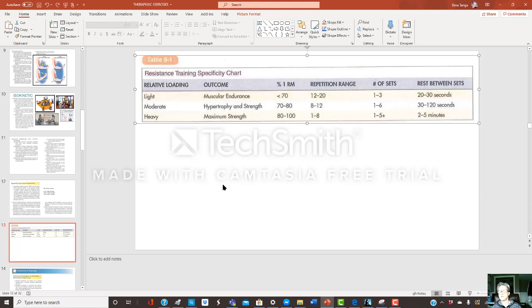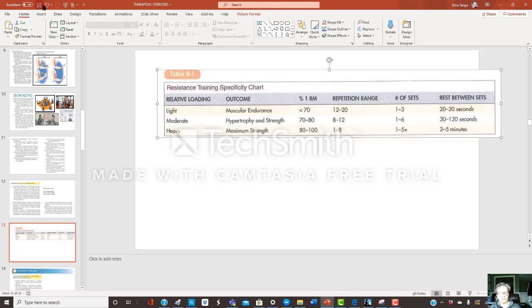What if you were wanting to do basically neuromuscular re-education? How many reps would you do then? Let's say right after an ACL and you're re-educating the quad. How many reps would you do? Probably more on the muscular endurance rep range, 20. Yeah, 20. This would not apply.